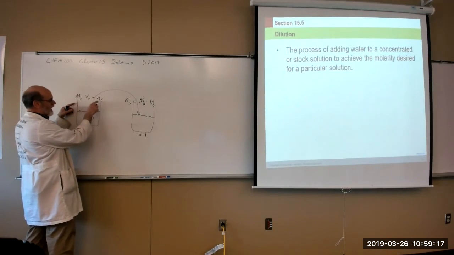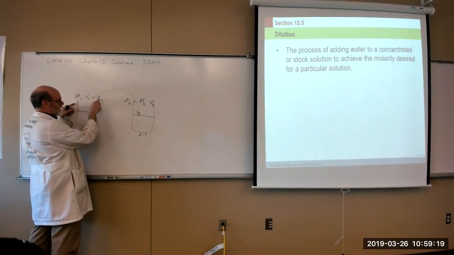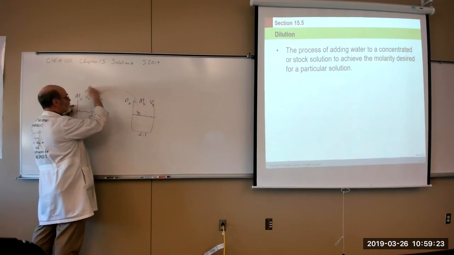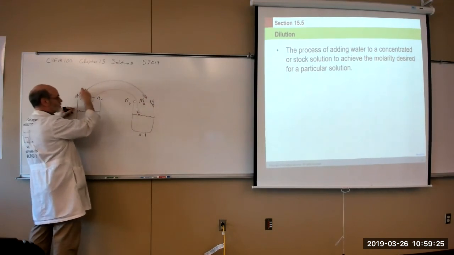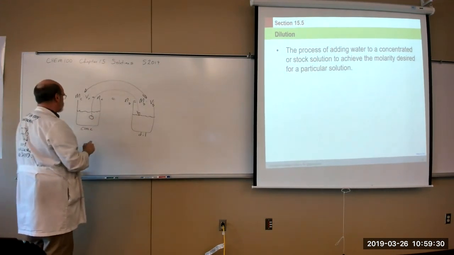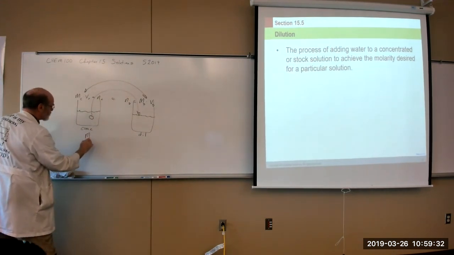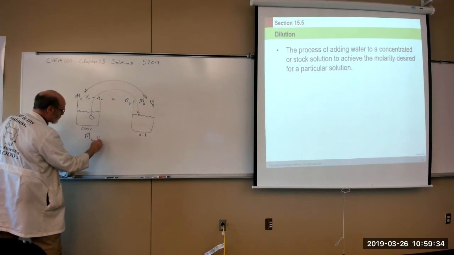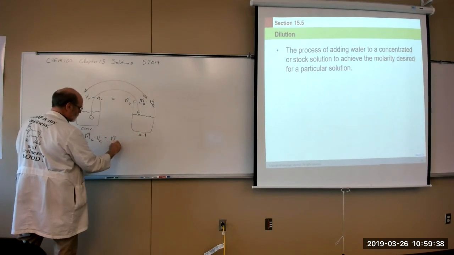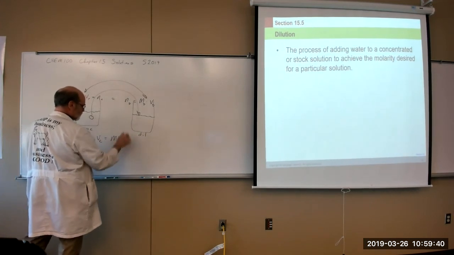So if this one's equal to that one, and that one's equal to that one, and this one's equal to that one, then these two are equal. Right? So we can say that the molarity of the concentrated times the volume that we took out of it is equal to the molarity of the diluted times the volume that it represents.